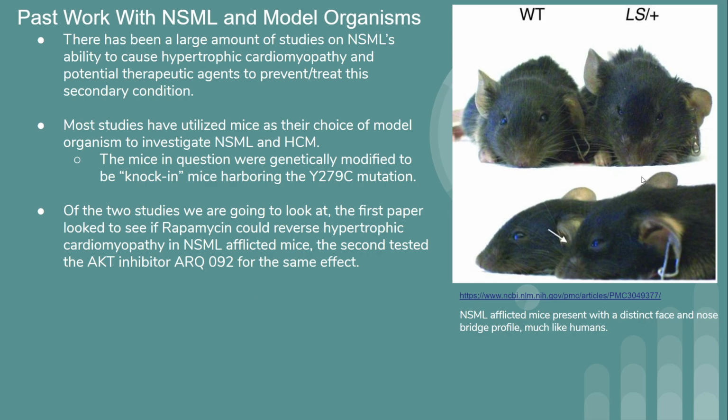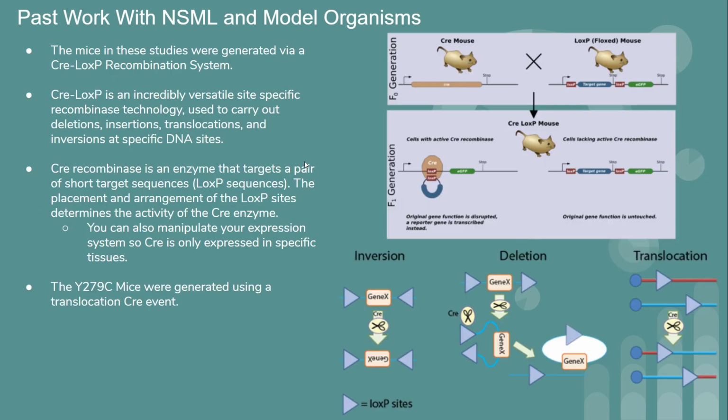But looking on our right, we can see the mice. Here's the wild type on the left, here's the one with the LEOPARD syndrome, and as you can see already, these mice have distinct face and nose profiles. How they made the mice, very quickly, is something very cool in molecular genetics. This is called Cre and LoxP recombination. This is how they made the mice.